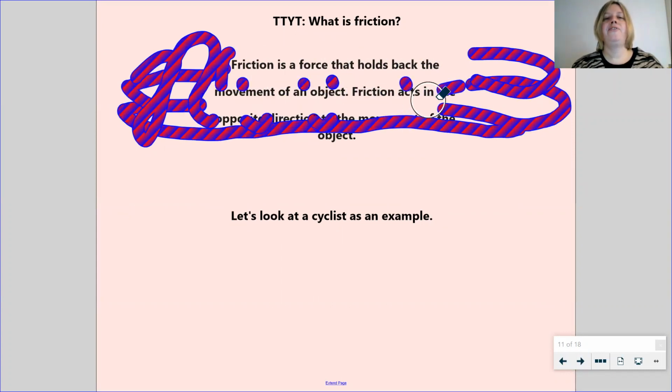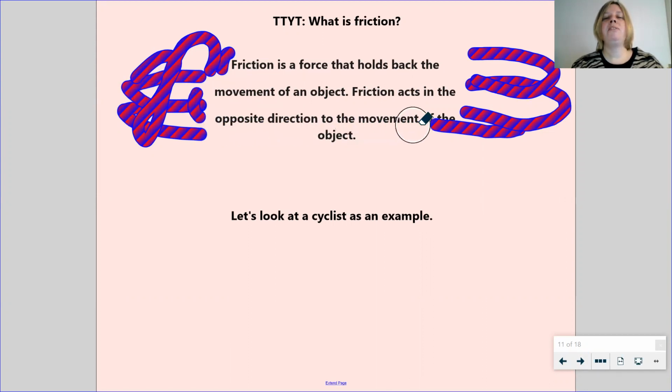Friction is a force that holds back the movement of an object. Friction acts in the opposite direction to the movement of the object. So, friction is a force that holds back the movement of an object. Friction acts in the opposite direction to the movement of an object.